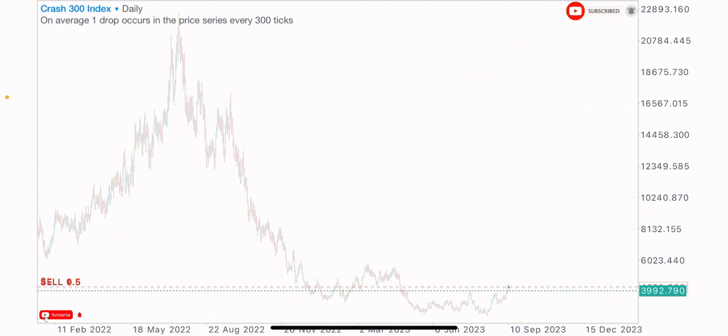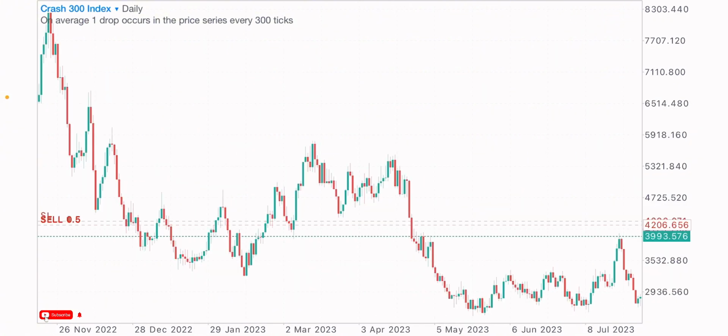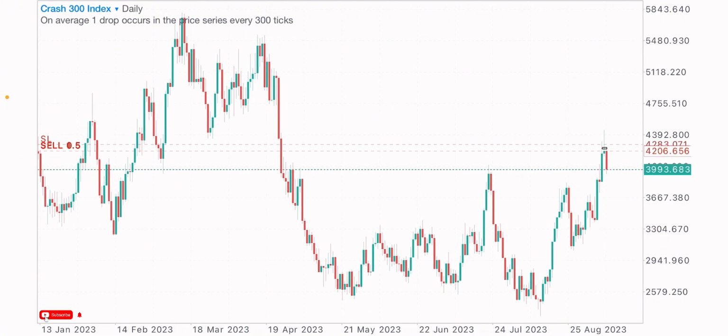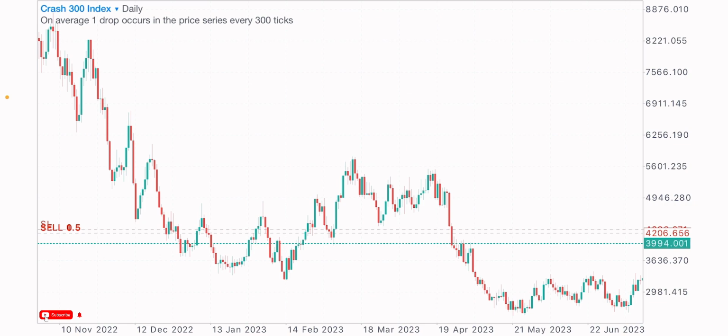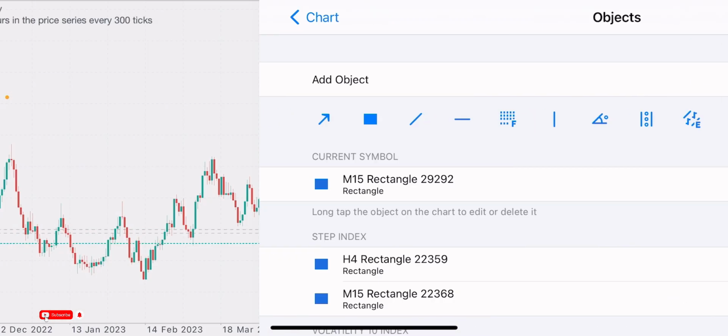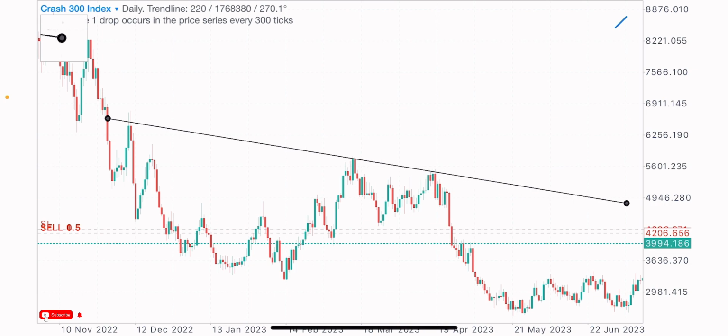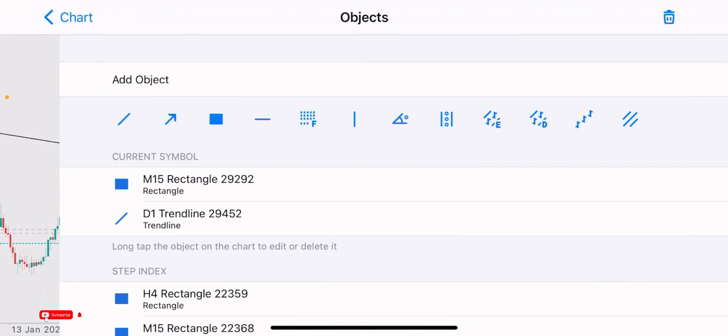I identified the overall market direction on a higher time frame. Then I scaled down to a lower time frame to get a good entry point. So on the daily time frame on this index, you've seen the market has been creating lower highs and lower lows. I identified this market trend at this point. It's a clear market direction, basically.